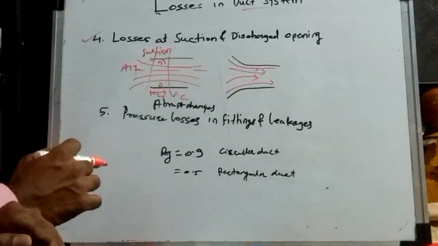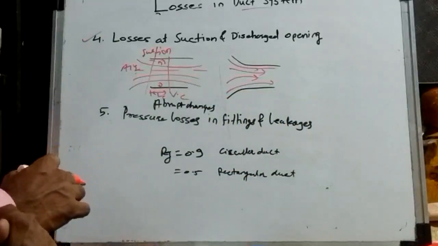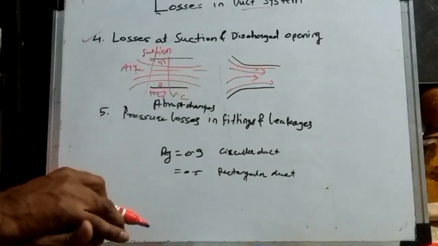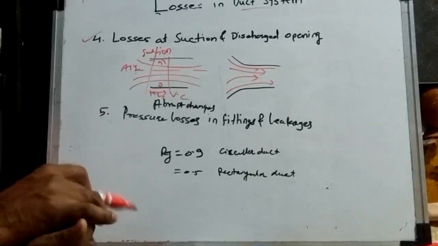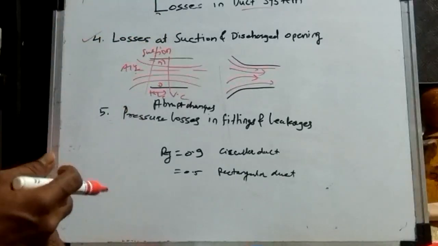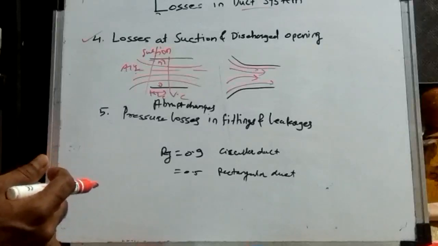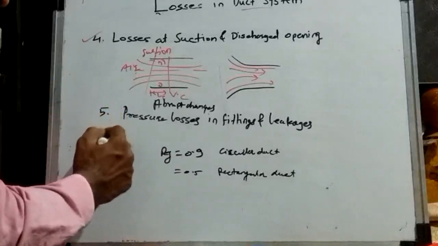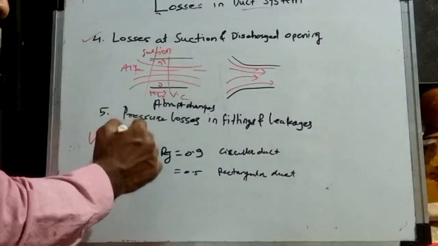Next are pressure losses in pipe fittings and leakages. If there is some kind of leakage in the duct arrangement, this leads to minor losses. If you are providing joints of pipe or fittings, then there are also such losses. We also have to consider that if there are no losses, then the velocity head will get converted into the pressure head.